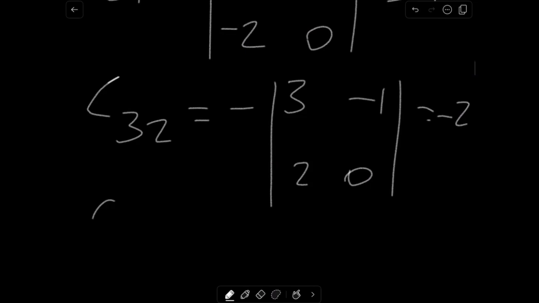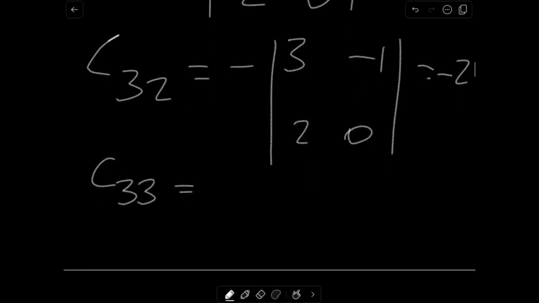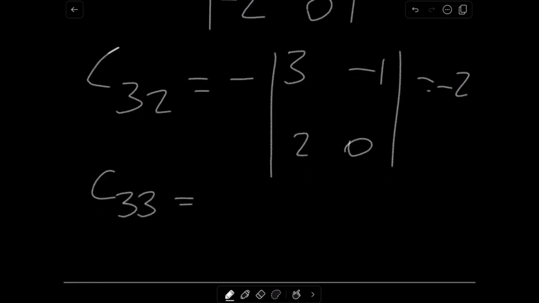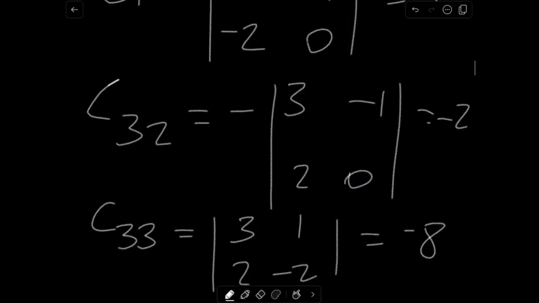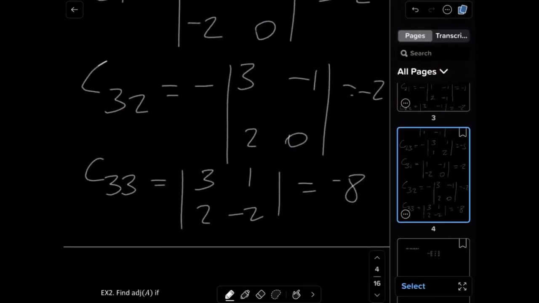Okay, last cofactor, cofactor 3, 3. Positive, accounting for the checkerboard matrix. And then 3, 1, 2, minus 2. That is going to be minus 8. So there are all your cofactors. You will have to do this for each entry. You'll have to get all the cofactors.